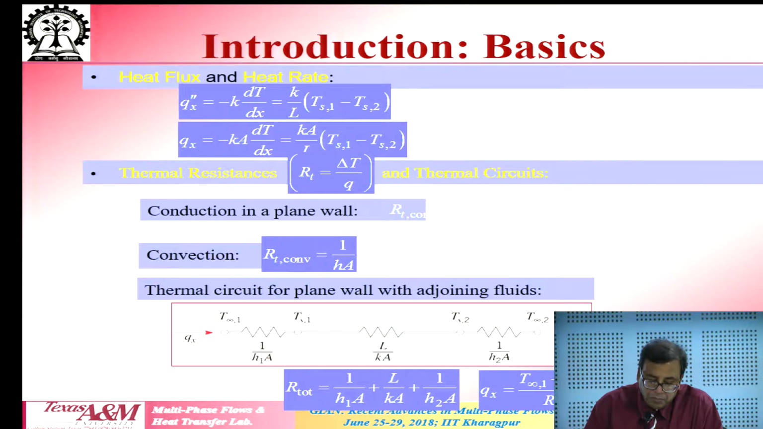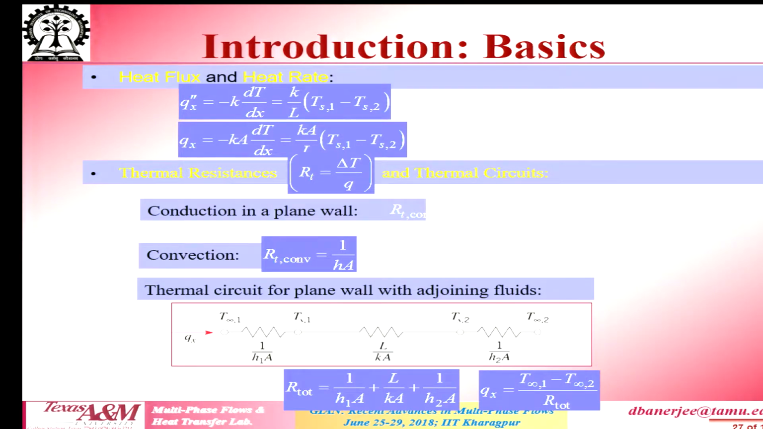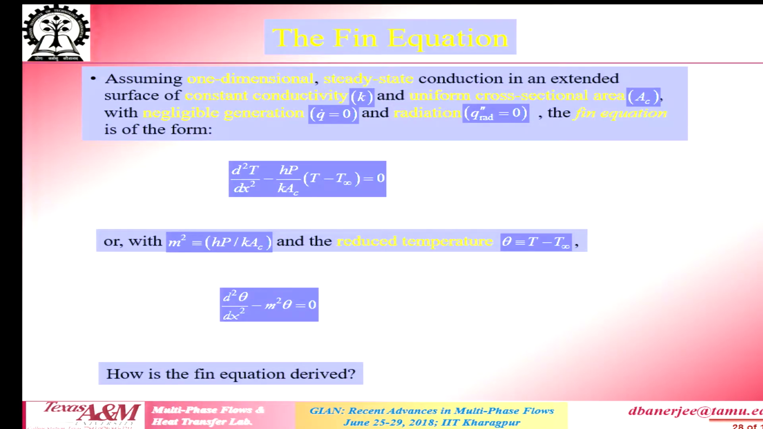So then comes the concept of thermal resistance. In the case of convective heat transfer, you can represent the thermal resistance by the inverse of the heat transfer coefficient, and when it comes to conduction heat transfer, the conduction resistance is proportional to the ratio of the thickness of the material divided by the conductivity of the material. Now the other concept is that of an extended surface.